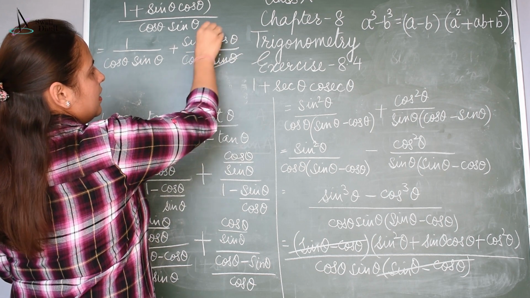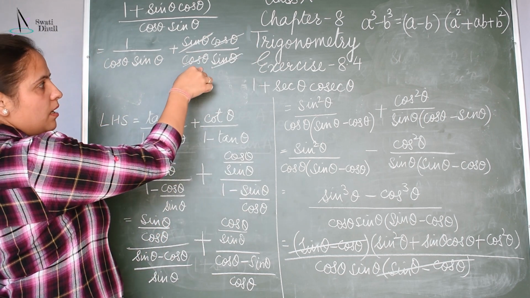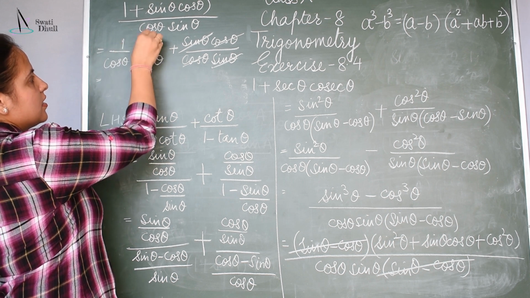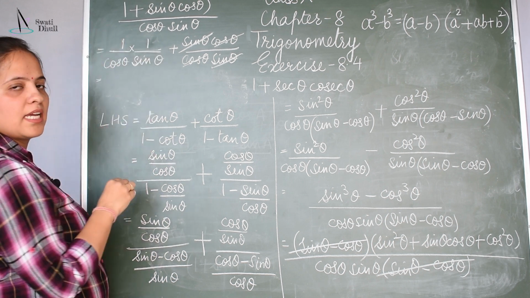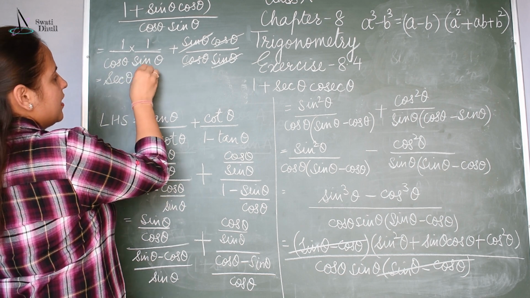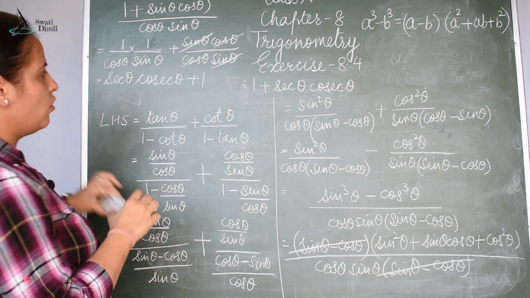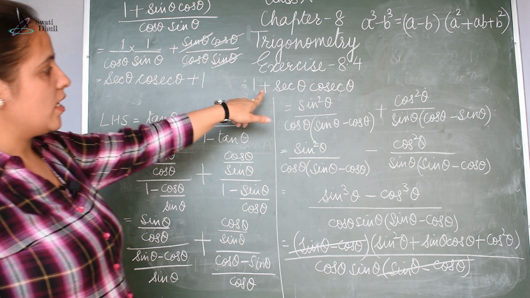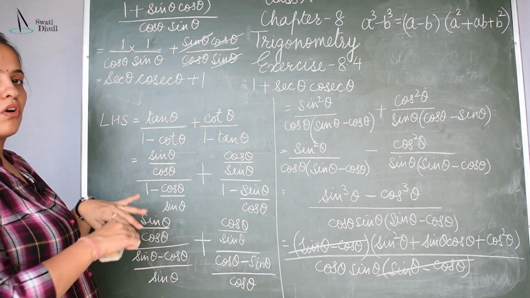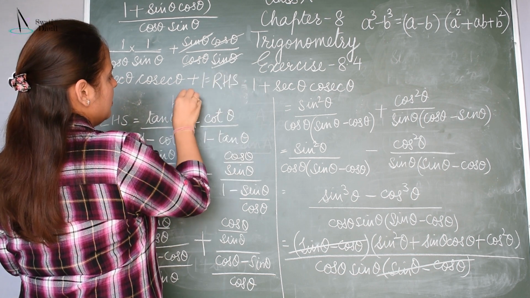Sin theta and sin theta will be cancelled. Cos and cos will be cancelled. So it will become 1. And I can write this as 1 upon cos theta into 1 upon sin theta. 1 upon cos theta is sec theta. 1 upon sin theta is cosec theta, plus 1. So this was the RHS, 1 plus sec theta cosec theta, that is equal to RHS, hence proved.